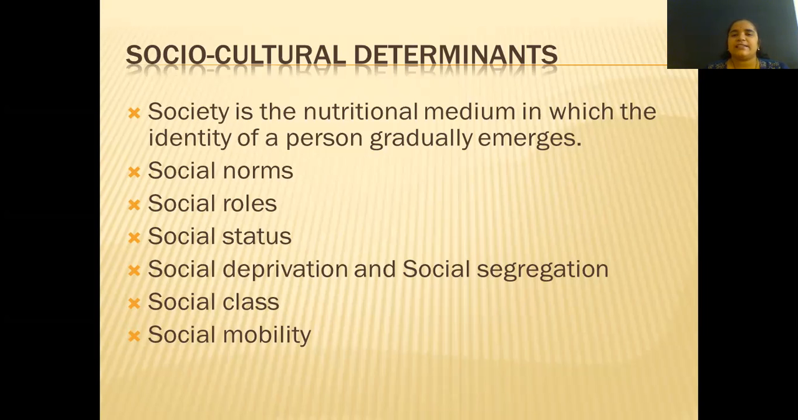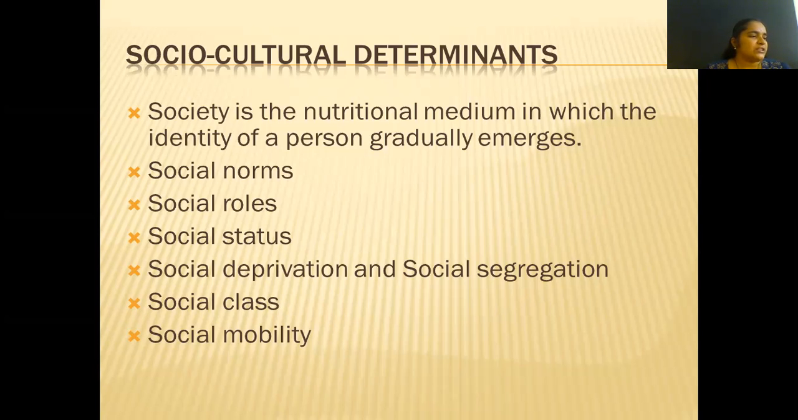So society is a nutritional medium which adds up to the identity of a person. And it is not a one day matter, it gradually emerges. We are born as an individual with a certain kind of intellect, genes, DNA, physique. To this, society acts like a nutritional medium. The people around us will influence us to a great deal, because in society there are certain rules, roles to be played, an interaction of societal nutrients which shape our personality in the long run.